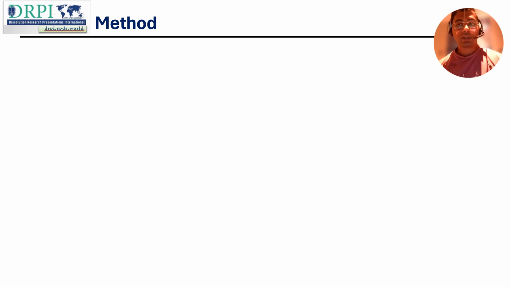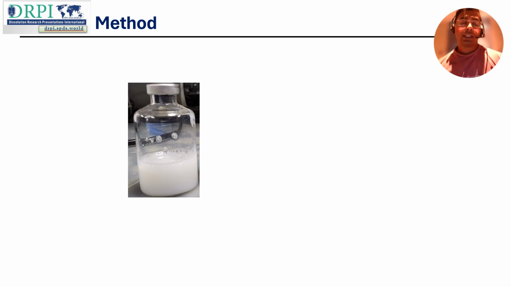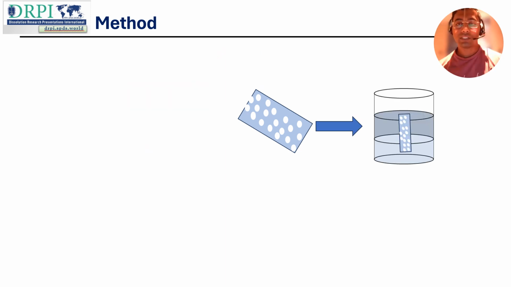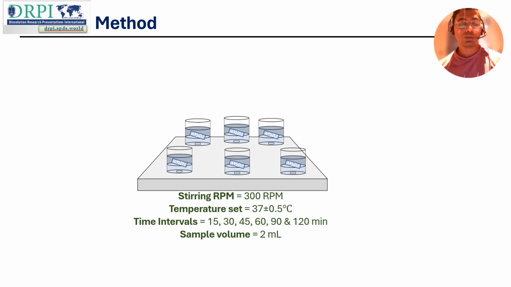A similar concept was used in our lab to study the pioglitazone albumin-bound nanoparticles. The lyophilized albumin nanoparticles were first reconstituted with 20 ml of water to get the reconstituted suspension. From this suspension, 2 ml was transferred to a 2 cm snakeskin tubing dialysis membrane, which was then clipped and transferred to the respective dissolution medias. These dissolution medias were then subjected to 300 rpm stirring and set at a temperature of 37 degrees Celsius.